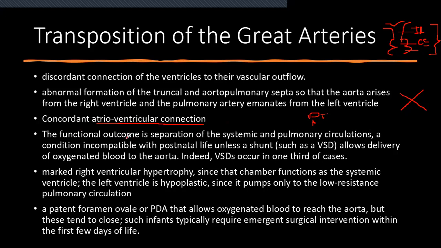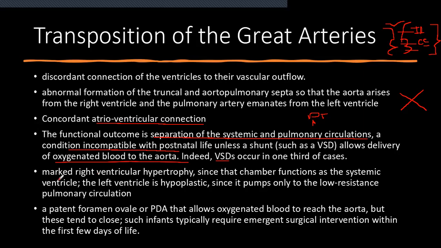Now, what is the functional outcome of this transposition? There will be a separation of the systemic and pulmonary circulation. This condition is incompatible with postnatal life unless a shunt is present, and this shunt will allow delivery of oxygenated blood to the aorta. That is why in a third of TGAs, they are accompanied by a VSD, and this VSD will allow oxygenated blood to reach the aorta.